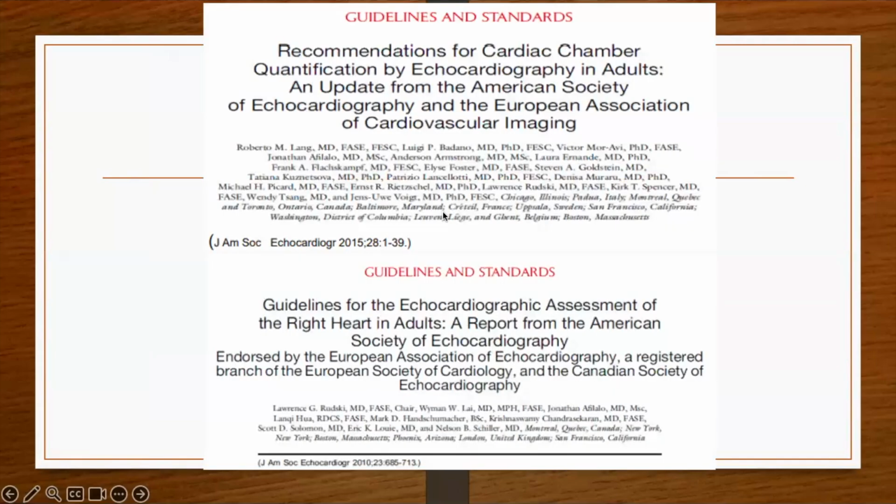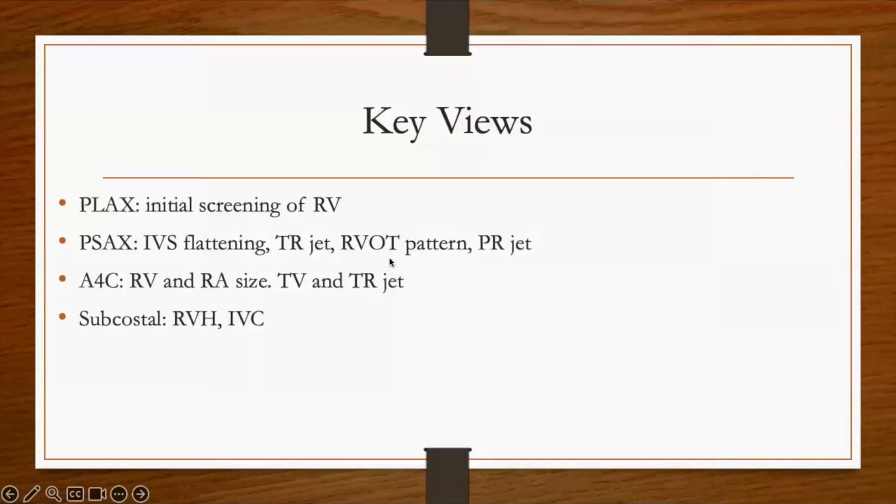Most of the slides here and the references come from the most recent ASE guidelines in 2015, the recommendations on cardiac chamber quantification. Because of the RV complex geometry, it's not enough to look at it in one projection, and we have to look at different components of the right ventricle in different views.